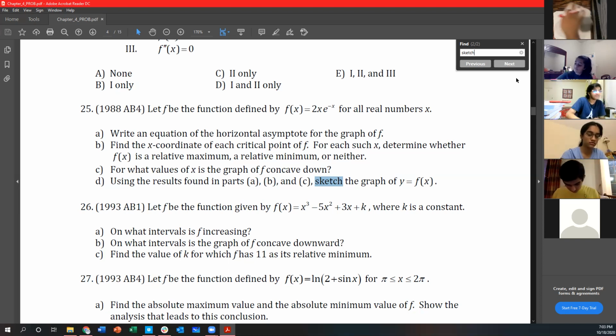Find the x coordinate of each critical point of f. For each such x, determine whether it's a relative maximum, minimum, or neither. Okay, f of x is equal to 2x e to the minus x. Do you guys want to turn this into 2x over e to the x and use quotient rule, or product rule? Your preference. Product rule? Okay.